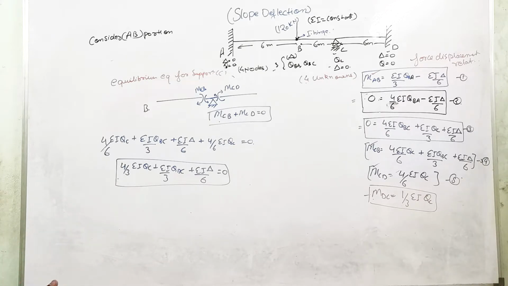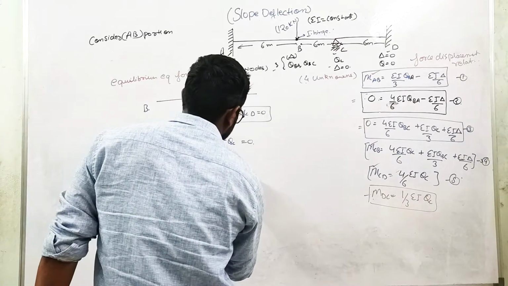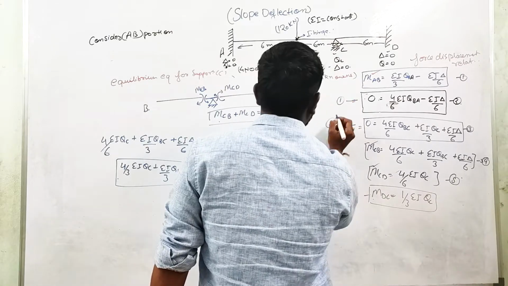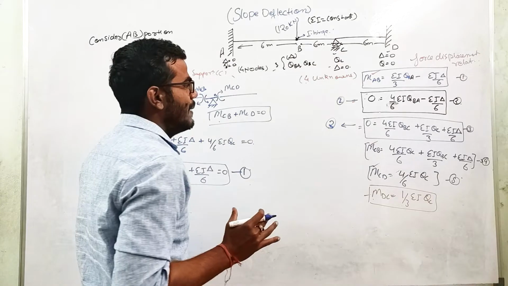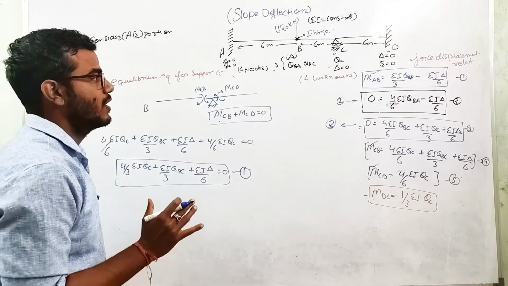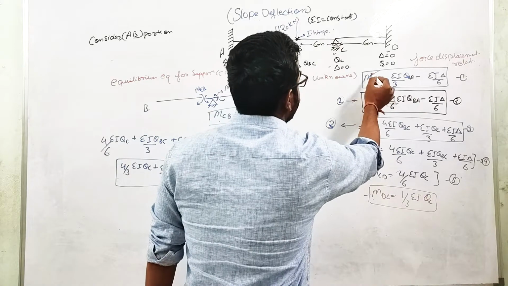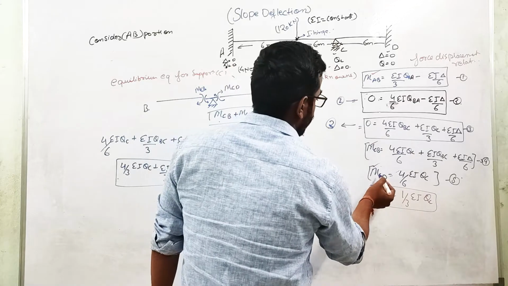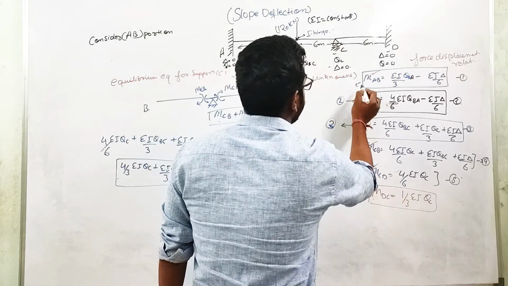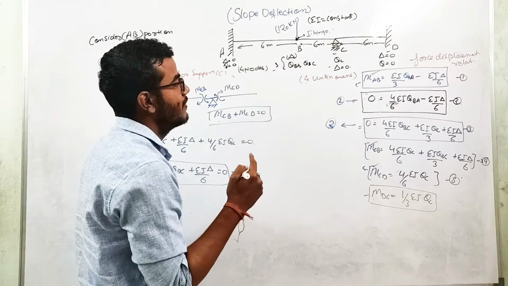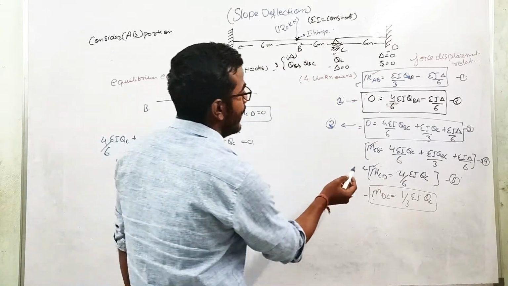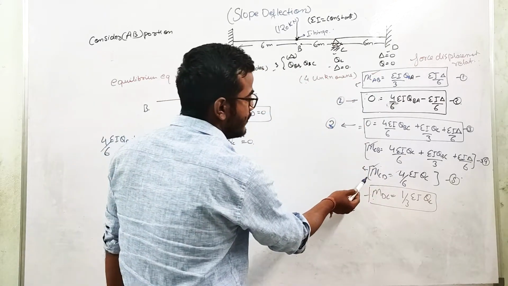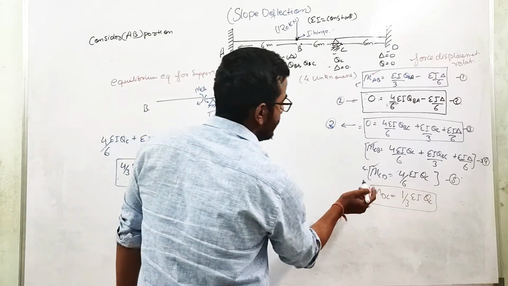One equation is this, one equation is this, and one equation is this. So basically I am having three equations to solve these four unknowns. Why can't I use this equation? Because this M_AB term is already unknown over here. This M_CD is also unknown. So there is no point in using this equation. This equation will be helpful when we write the end moments. It won't be helpful in calculating the displacement because M_AB and M_DC are unknown to me.